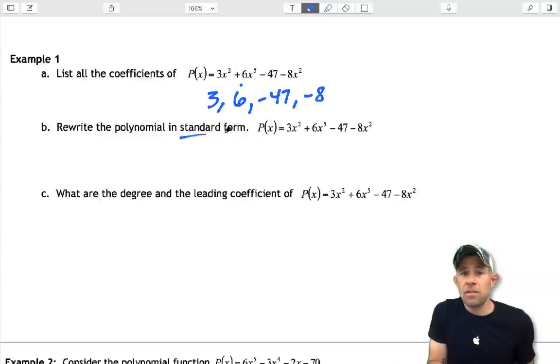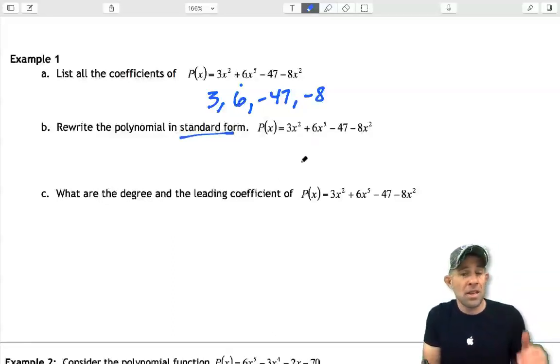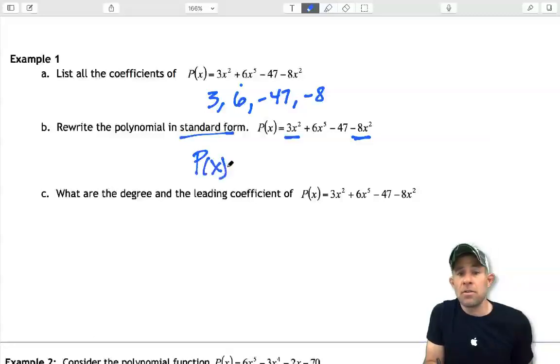Next, it says to rewrite in standard form. So as you learned by copying down the definition, standard form means in decreasing order. So as I scan my polynomial, I'm going to start by combining my like terms and then rewrite that in standard form, and therefore that's decreasing order. So my largest term here is positive 6x to the 5th. My next term is the squares, and I'm going to combine those to give me negative 5x squared minus 47.